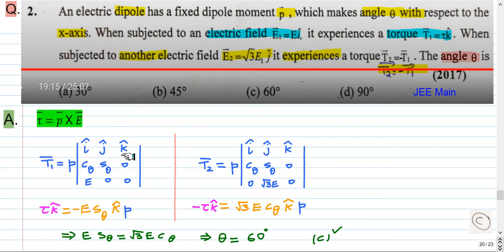So this can be simplified. So it will be k cap into 0 minus E sin theta. So the torque is this one. And in the second case, the torque will be k cap into cos theta into root 3 E. And the torque in the first case is tau k, which they have given in the question. And in the second case, it will be minus tau k. So combining these two, we get E sin theta equal to root 3 into E cos theta. So that means tan theta is root 3. That corresponds to theta equal to 60 degrees. Correct option is option C.